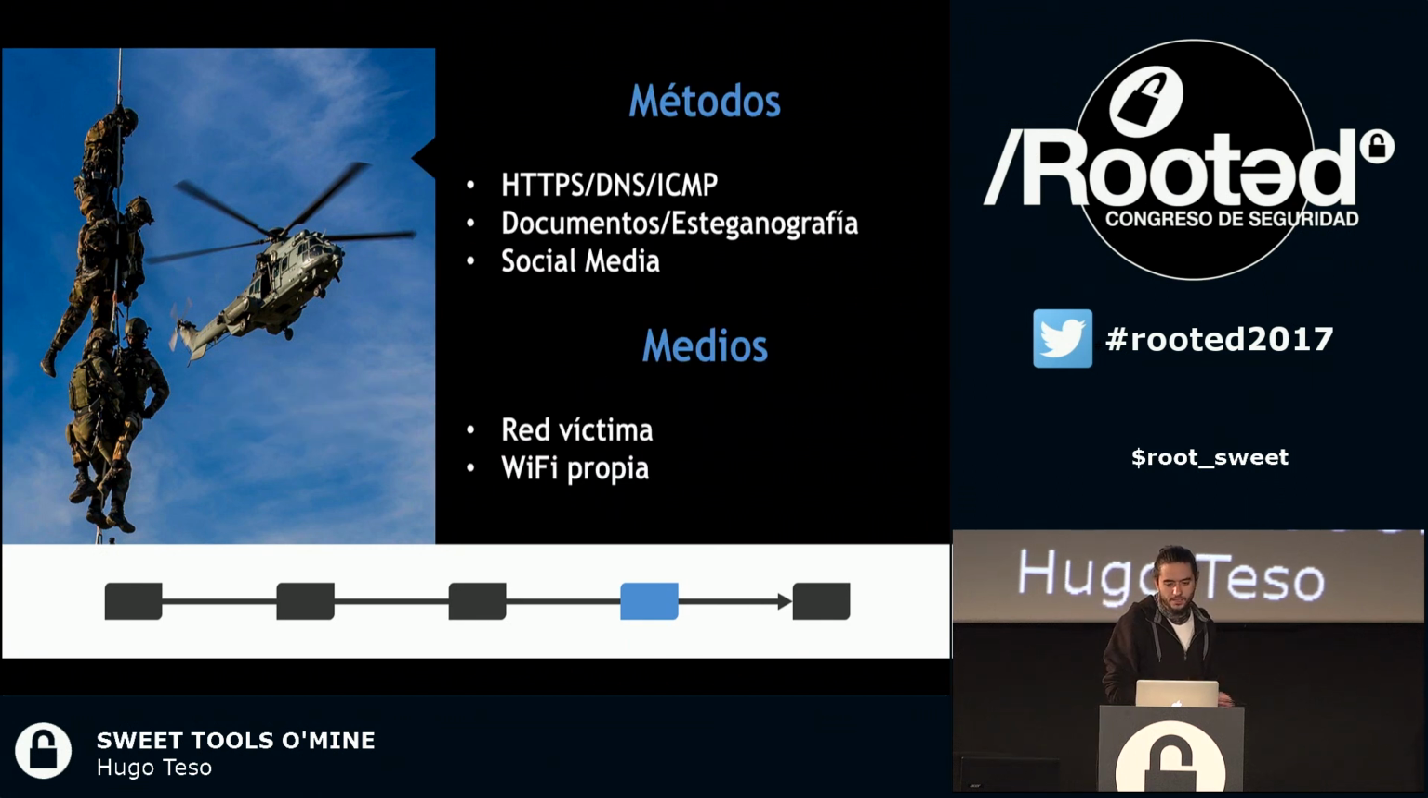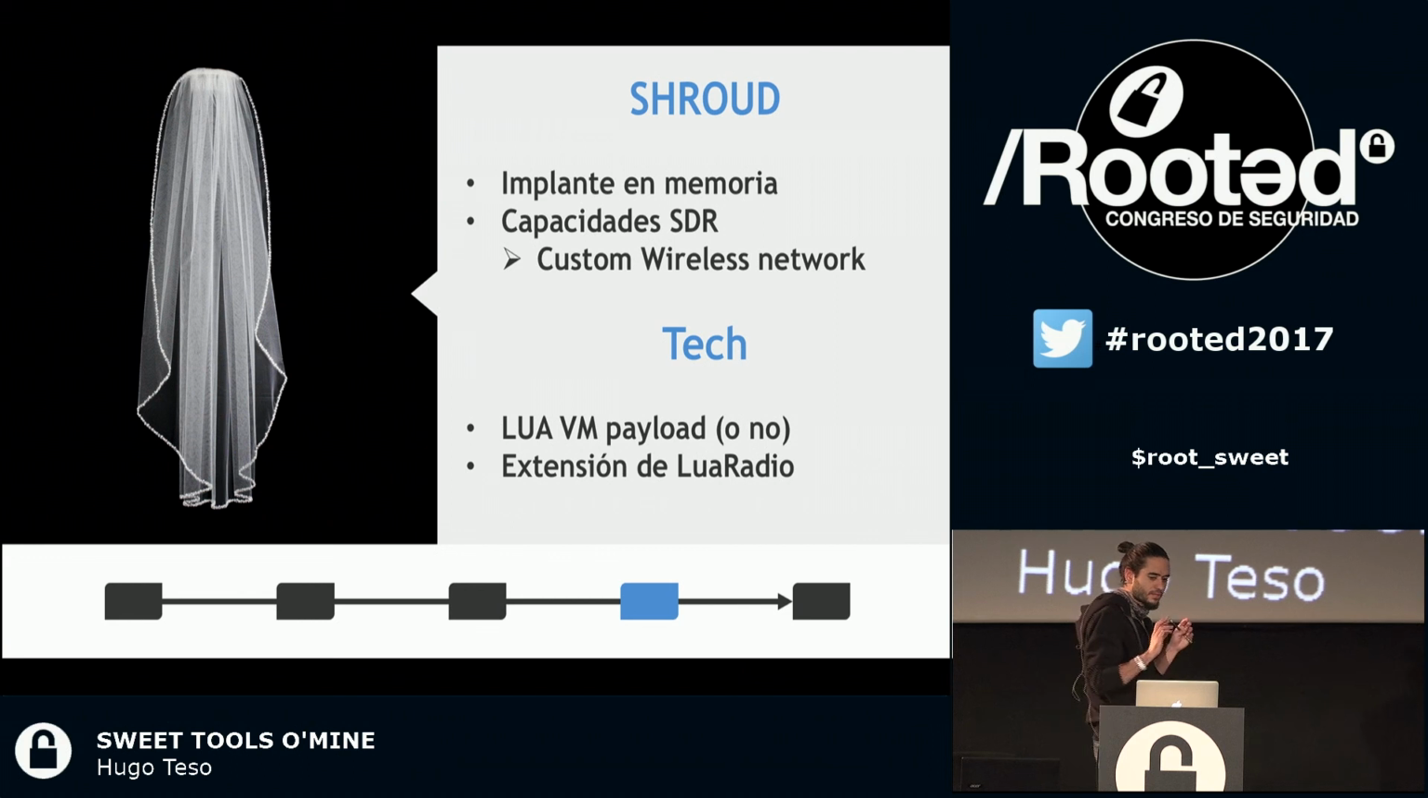how do you do it usually? HTTPS, DNS, ICMP, documents, steganography, social media, Twitter, whatever. And about the means you use, well, you use the victim's network, you go into a process for the browser, or you create your own Wi-Fi, and you use that Wi-Fi network to extract the data. What I thought of was this: an implant in memory.